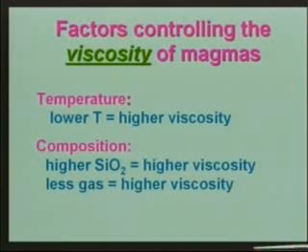The second compositional character deals with the gas. If you have less gas, again, it makes it stiffer. Higher viscosity. More gas will be lower viscosity and runnier.